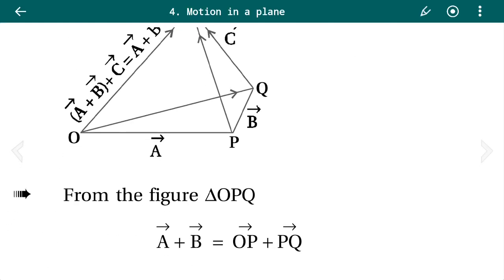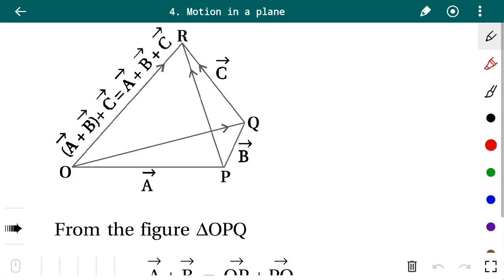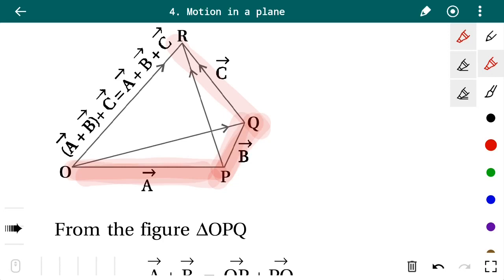From figure OPQ, we have vector A and vector B. We have first drawn vector A, then vector B and then vector C. Now to get the resultant of vector A and vector B, if we want to add these two vectors, then we can use the triangle method. In the triangle method we need to join these two vectors forming the triangle, that is OQ. OQ is nothing but the resultant of vector A plus vector B.